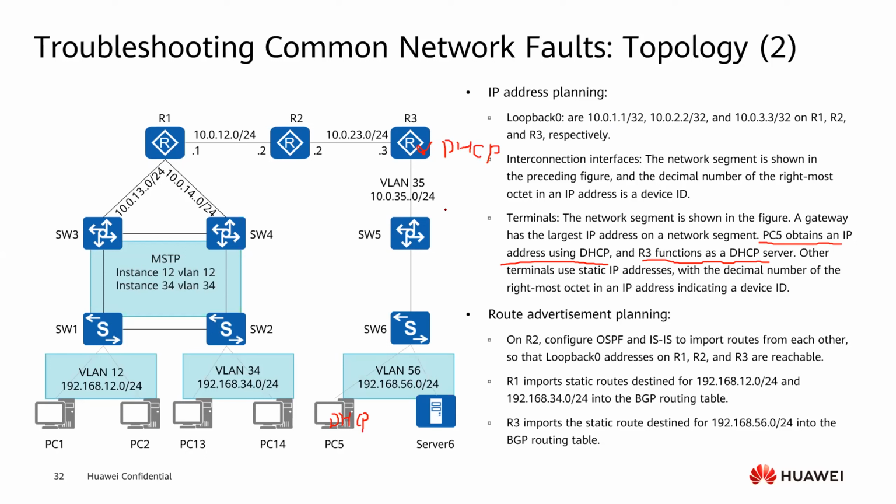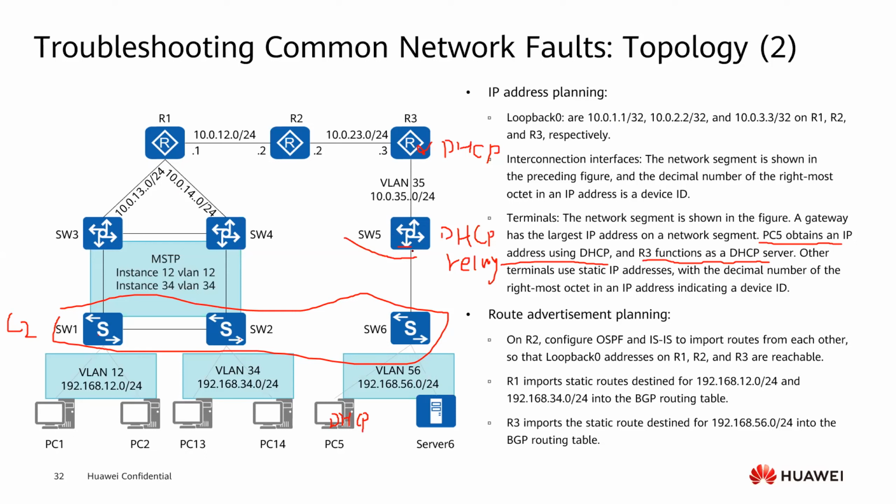So I think SW5 here must be a DHCP relay. And SW1, SW2, SW6 are all layer 2 access layer switches. So on SW5, we must configure DHCP relay.